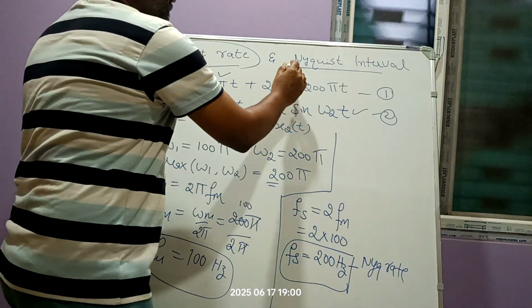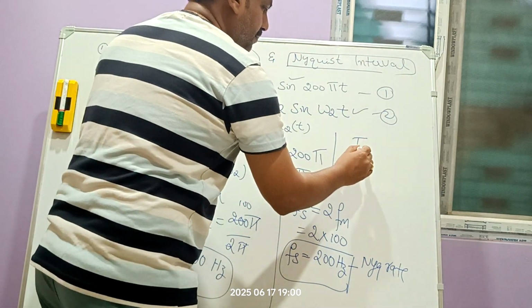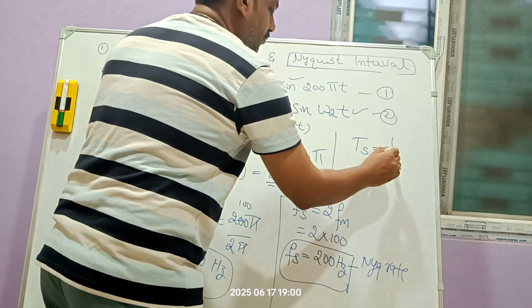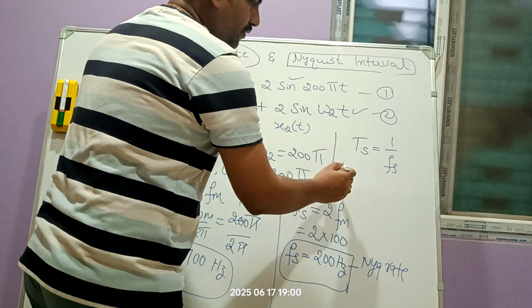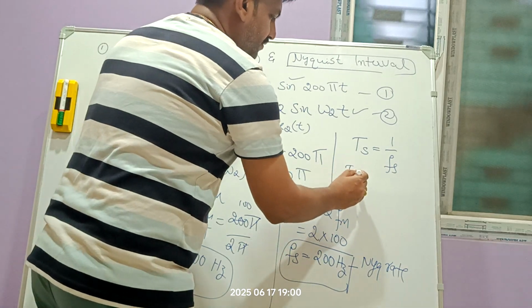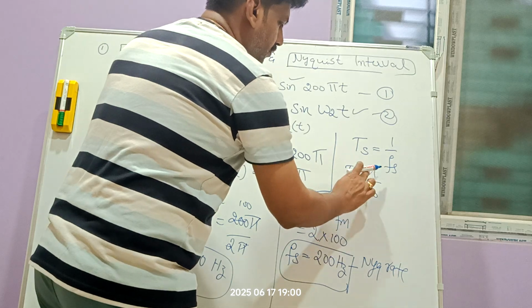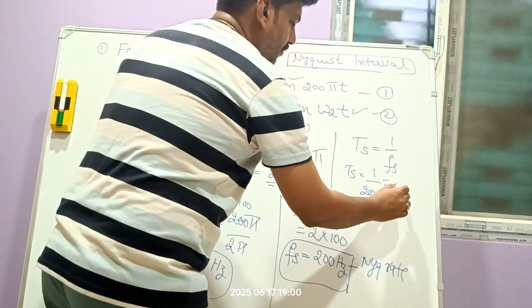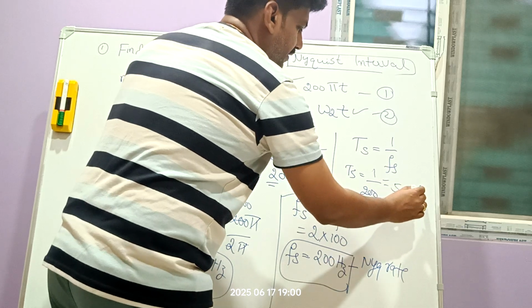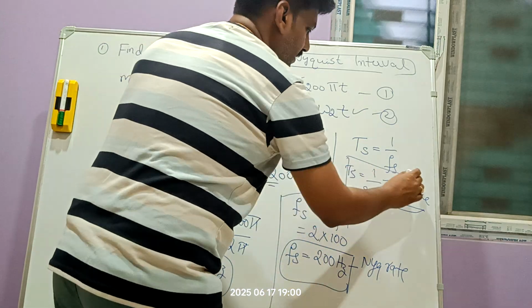Then to get the Nyquist interval, the Nyquist interval is represented by Ts, and that is 1 divided by Fs. We know the relationship between T and F, T equal to 1 by F. So Ts is 1 divided by 200. What is 1 divided by 200? It is 5 into 10 power minus 3 we will get. So it is 5 milliseconds. So this is the Nyquist interval.